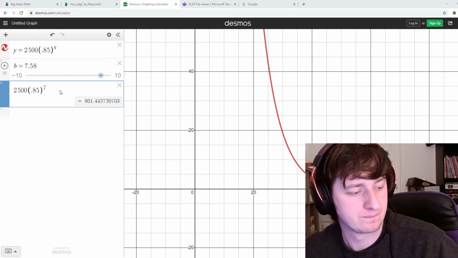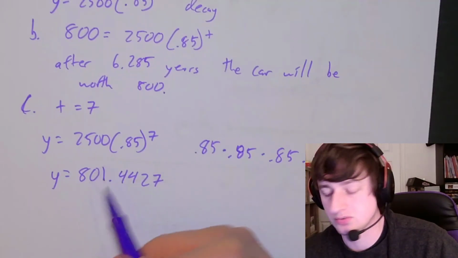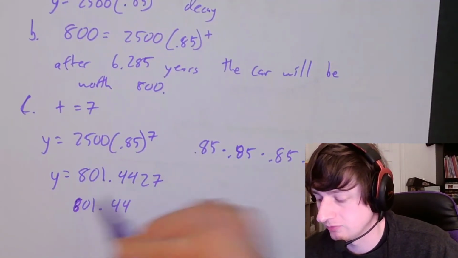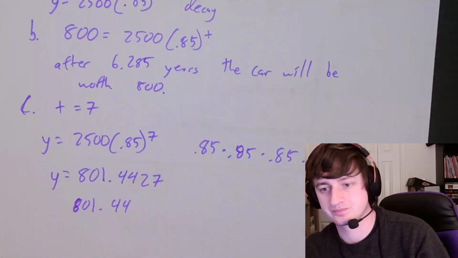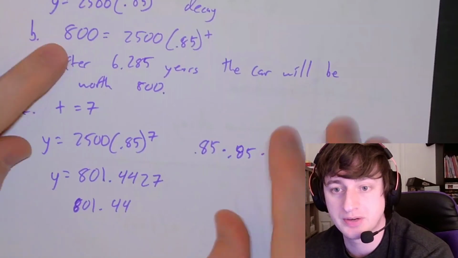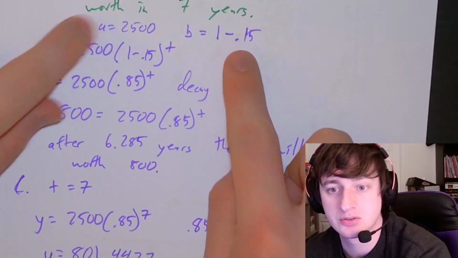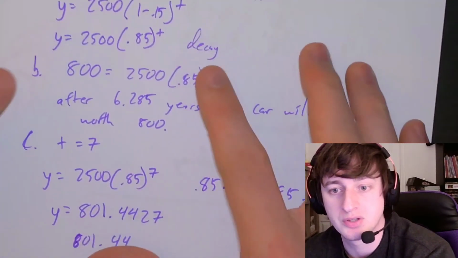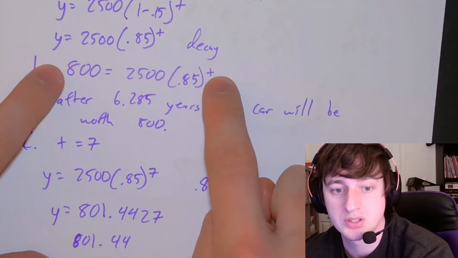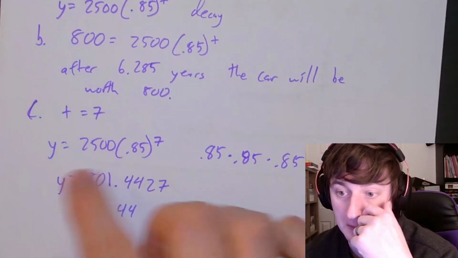So we got 801.4427. Really, this is 801.44. Just round down for the dollars. But I like to keep 4 decimal places worth of information. Okay? So we know 2 things from this problem. We knew an initial value, the starting point, A, and then we know the rate. And we use the rate to find B to write our function and solve for some things. Eventually, we'll figure out how to solve for this number, find the time. We'll do that eventually. But for now, the only calculation I expect you to do is really this. And you should be using a calculator for that.